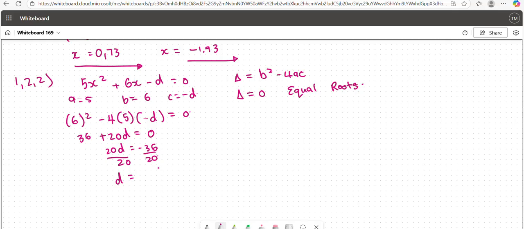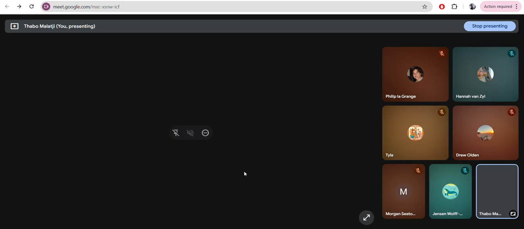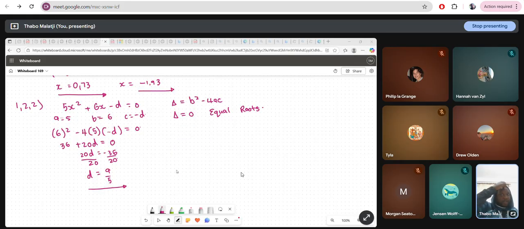I don't know, so I'm going to try it. It's 9 over 5. So that's the value of d. Alright, any questions about that though? So that should also be fairly straightforward. If you had forgotten what equal roots are, then this was going to be a perfect time for you to go back onto your notes, check what equal roots mean again, and you should be able to see what I just did now.